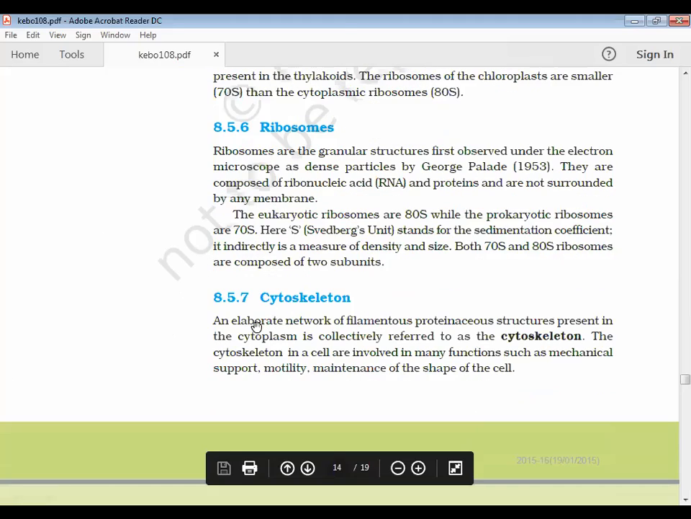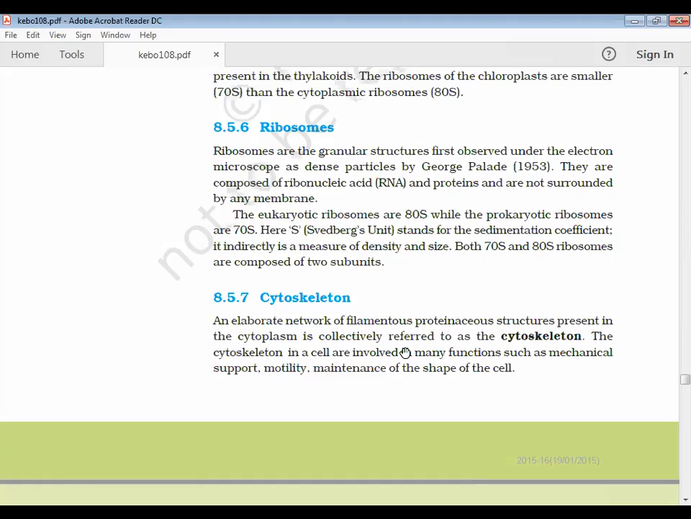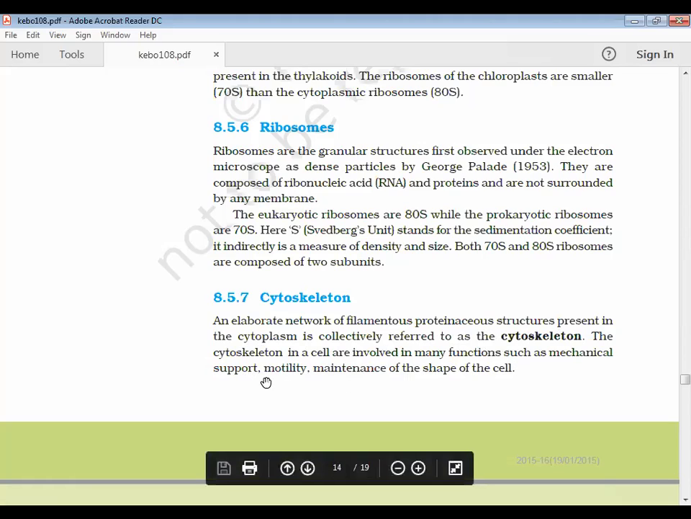Next, cytoskeleton. An elaborate network of filamentous proteinaceous structures present in the cytoplasm is collectively referred to as the cytoskeleton. The cytoskeleton in a cell is involved in many functions such as mechanical support, motility, and maintenance of the shape of the cell.